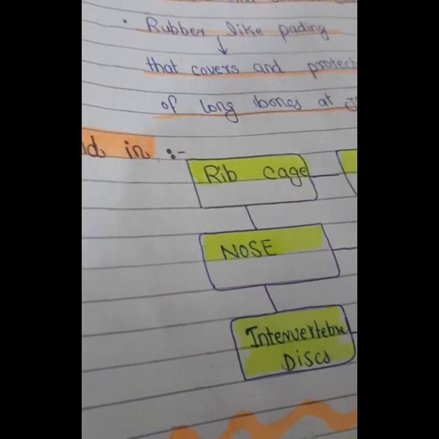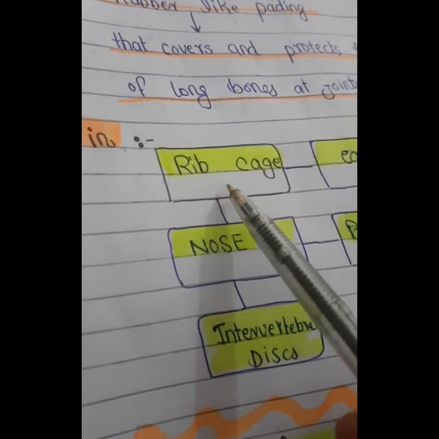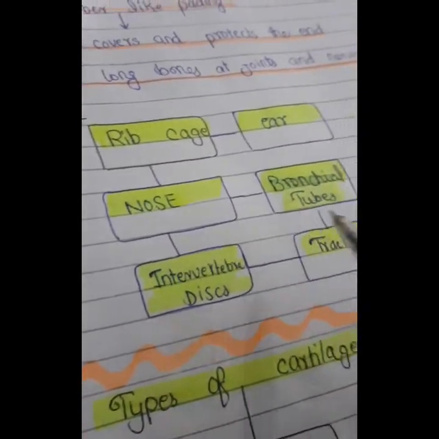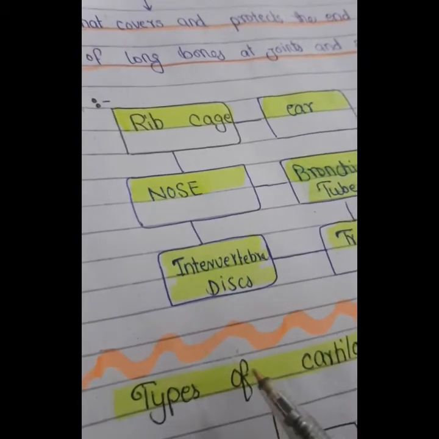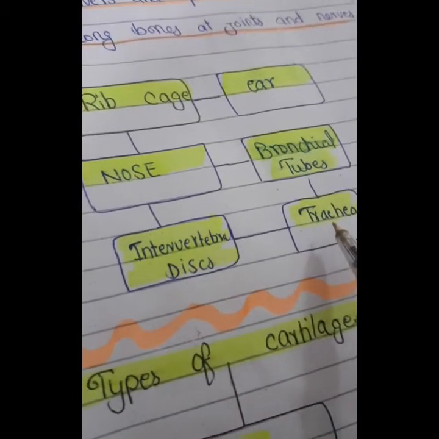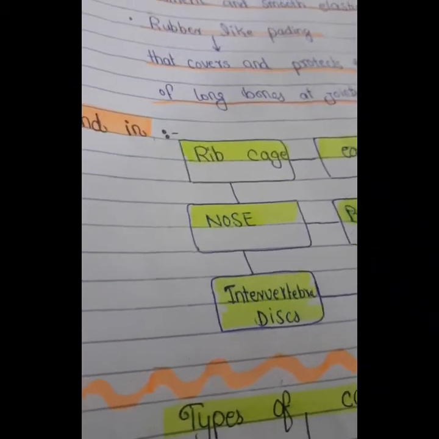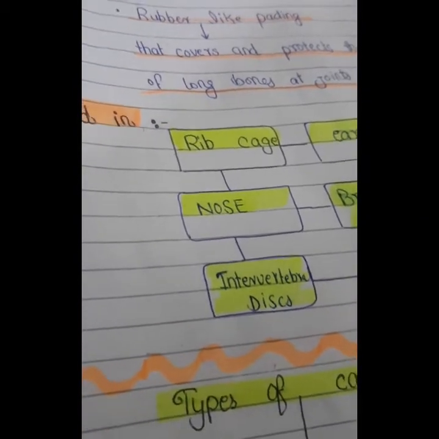So let's talk about where cartilage is found in our body. Cartilage is basically found in the rib cage, in the ear and the nose, in the bronchial tubes, in the intervertebral discs as well, and also in the trachea. So that's all about the cartilage basically. And now we will go to the types of cartilage.